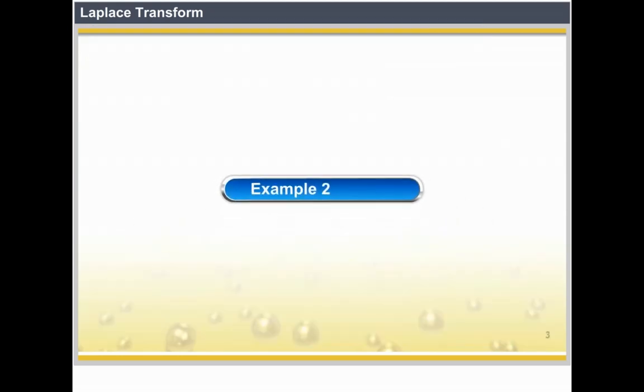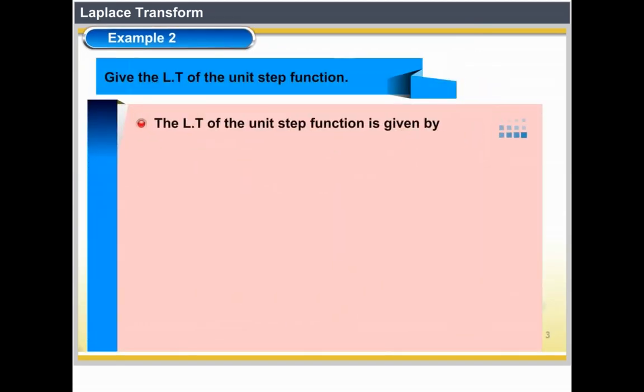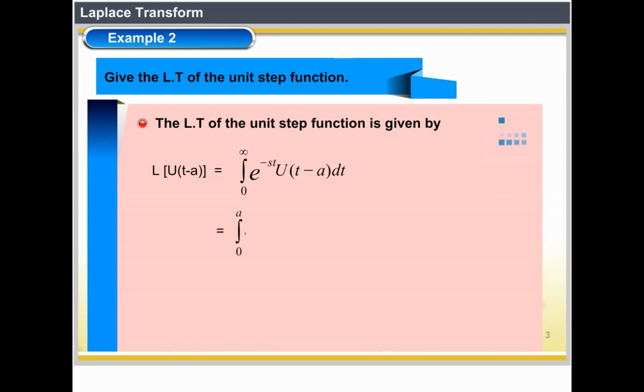Example 2. Give the Laplace transform of the unit step function. The Laplace transform of the unit step function is given by L of u of t minus a equal to integral 0 to infinity e power minus st into u of t minus a dt, equal to integral 0 to a e power minus st into 0 into dt plus integral a to infinity e power minus st into 1 into dt.